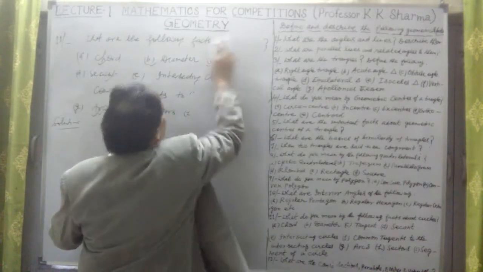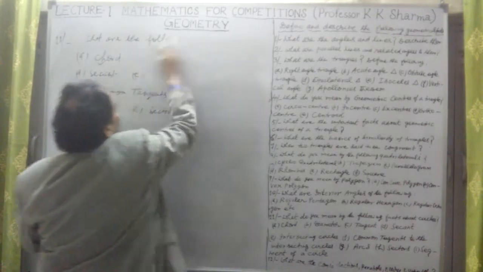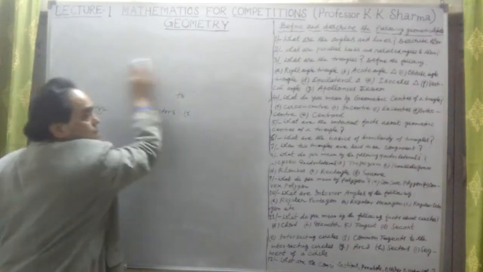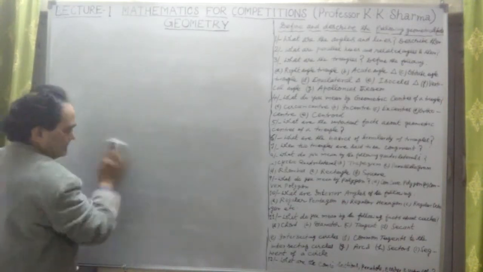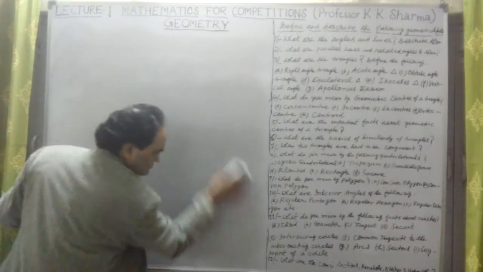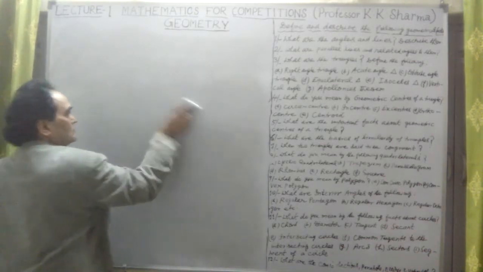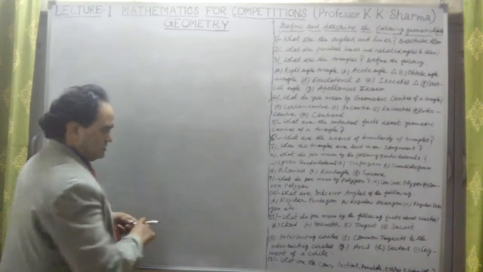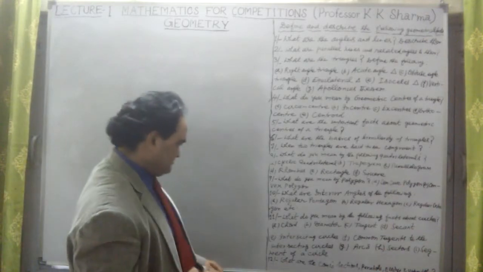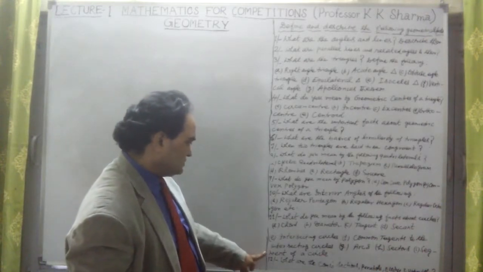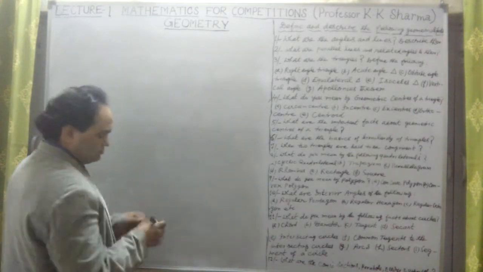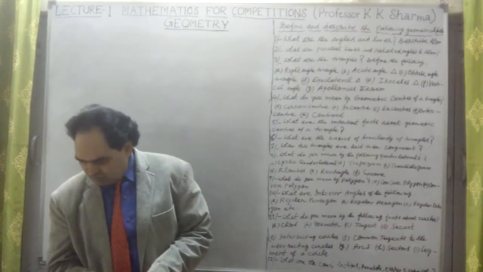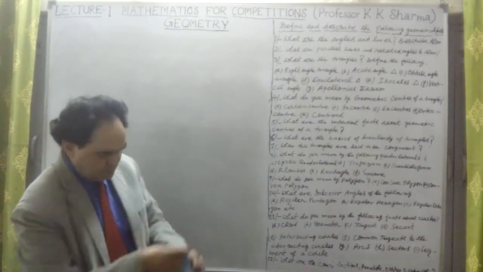Now let's take the 12th question. The last question is the 12th. Let me now talk about question number 12. Question 12 is, what are conic sections? Now let me talk about some conic sections. Before that, let me clean this.